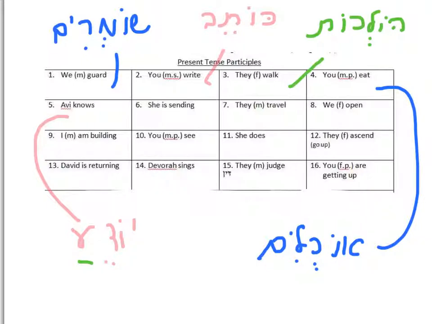Similarly, for number six, I have she is sending, and my shoresh is shin, lamed, chet. So I get my vav in the middle because it's a participle. It's feminine singular, so I get my taf at the end. So I have a guttural as my chet, right? So my guttural likes to have patachs right before it. And to make it nice and harmonious, it becomes sholachat.